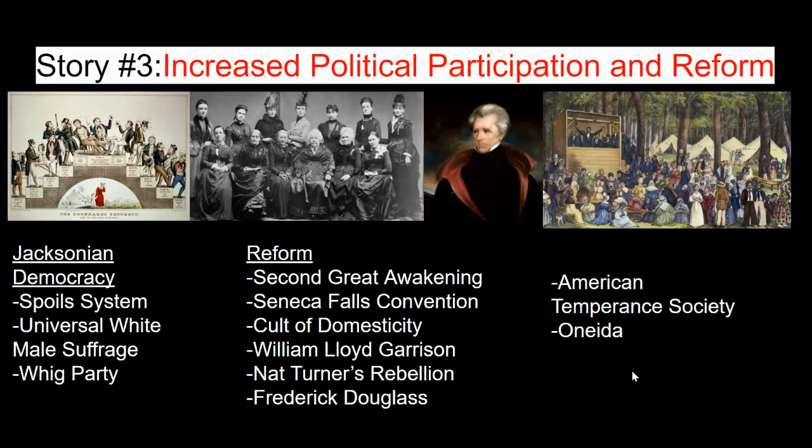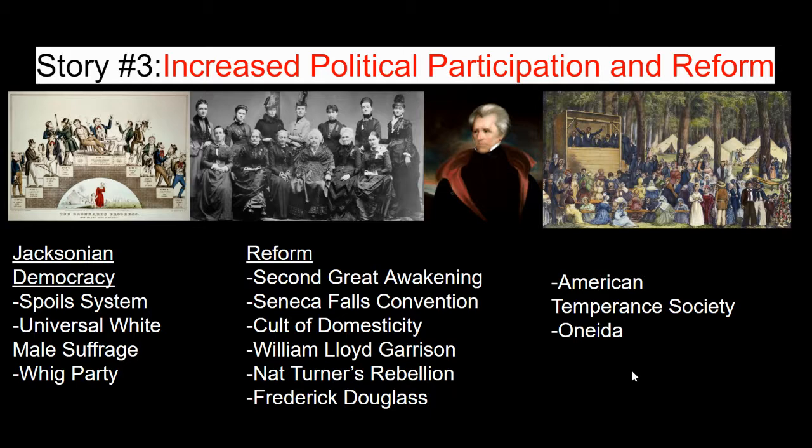Jackson is the beneficiary of what is becoming increased political participation. Universal white male suffrage. All men by 1828, when Jackson finally gets elected, are given the right to vote. The property qualification is eliminated. Women are also advocating for the right to vote this time, but obviously will not get this for another 100 years. But this also creates a second party.